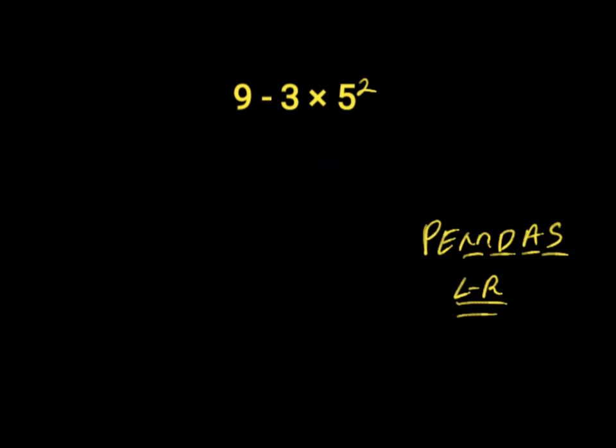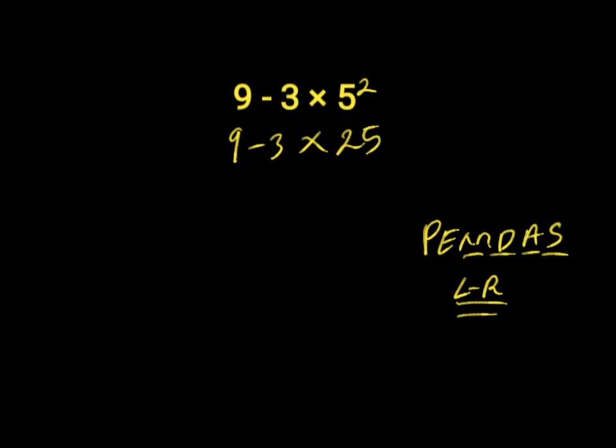We are going to work with our exponents first, which is 5 to the power of 2. 5 to the power of 2 will give us 25. Then we have 9 minus 3 times 25. Now we have a subtraction and a multiplication. We are going to work with our multiplication first because it comes first before subtraction.